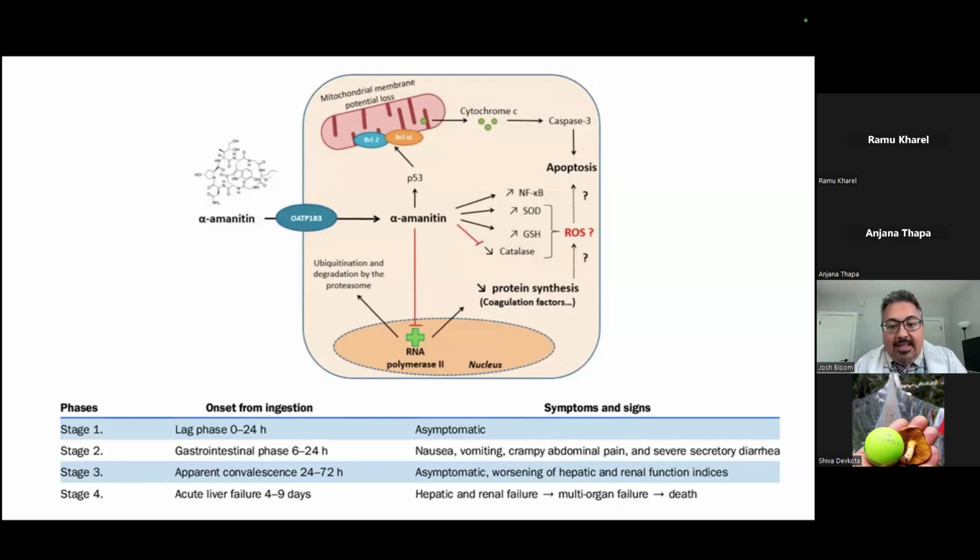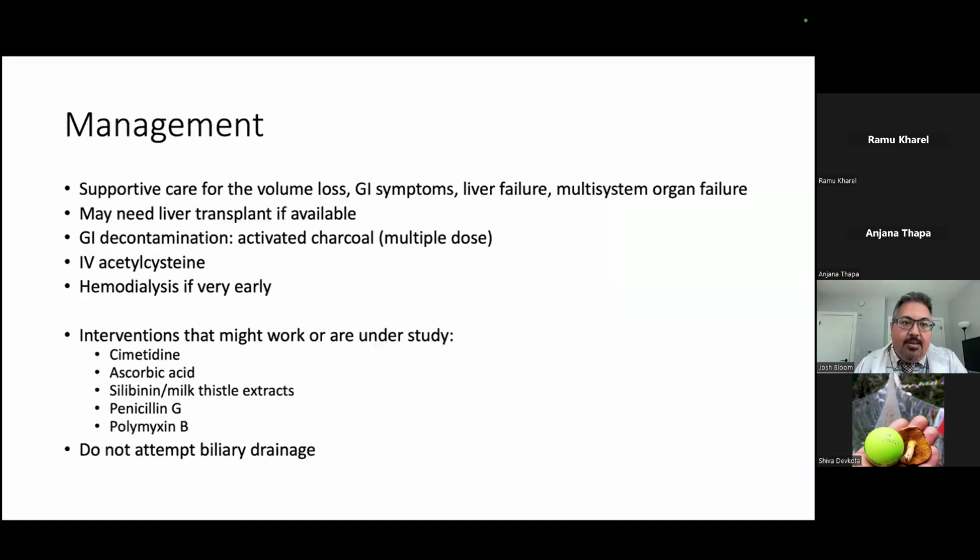Now, this toxicity can proceed over several days, and it can appear convalescent, in the third stage of illness, for about 24 to 72 hours. Those patients are not well, though. They're developing hepatic toxicity, and they might begin to appear sick. But it won't necessarily be focalizing symptoms. And then finally, these patients can go into acute liver failure, and that can progress to multi-organ failure and death.